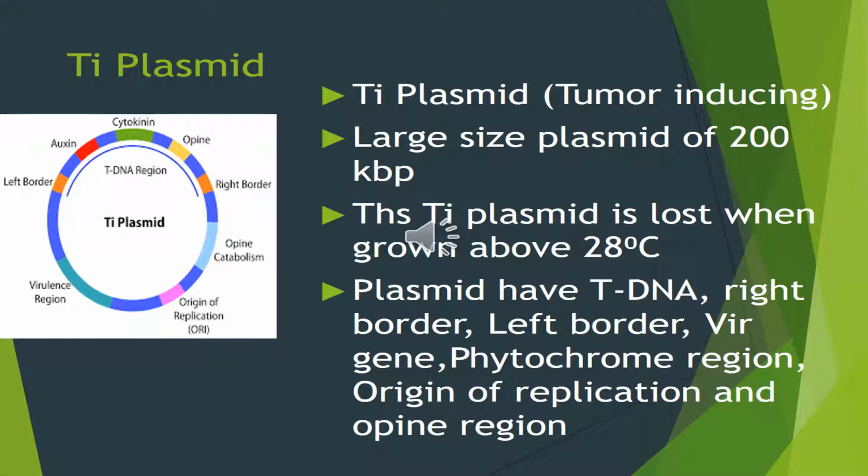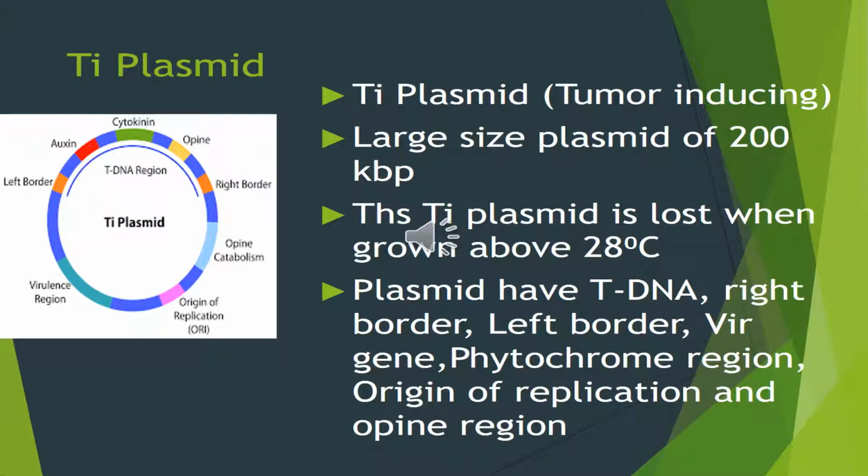The modification of this plasmid is very important in the creation of transgenic plants. So, if you want to use it as a genetic tool, then we have to modify some of its segments so that we can use it in transferring any kind of gene to create a transgenic plant. The plasmid has tDNA, right border, left border, virulence region, origin of replication and opine catabolic region. So, all the components should be there in Ti plasmid.